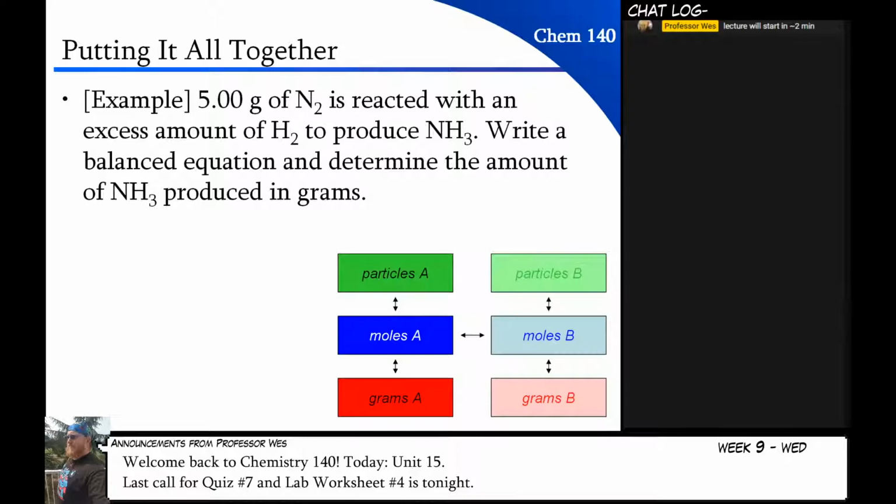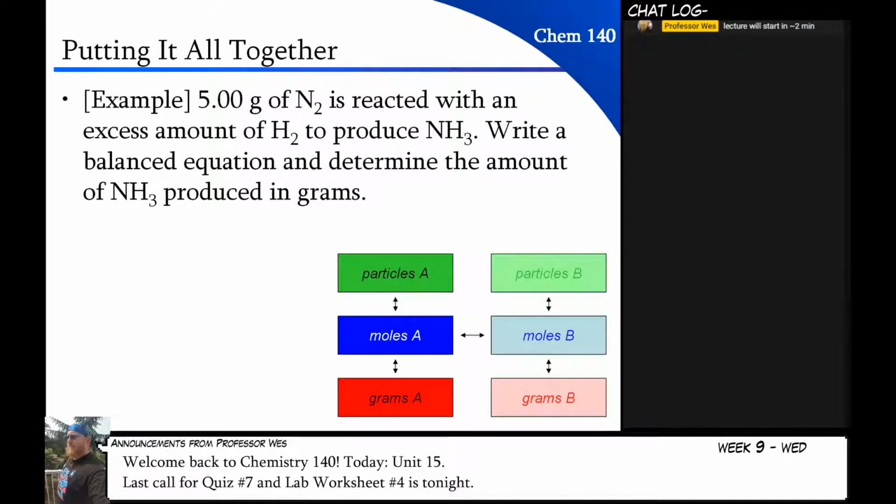All right, this one requires you to balance an equation and do this question. So I'm going to put 5 grams of nitrogen in the reaction vessel. I'm going to put abundant H2, so I have effectively infinite, and I want to make ammonia. How much ammonia do I make in grams?